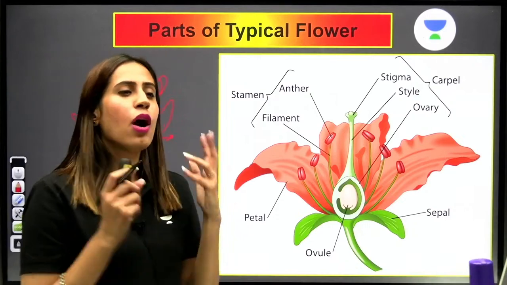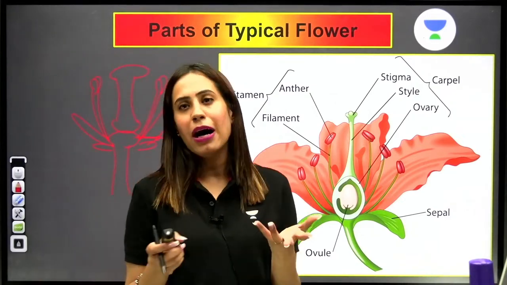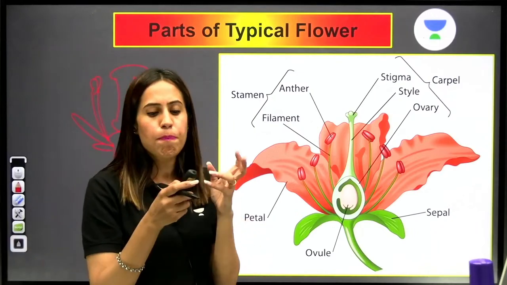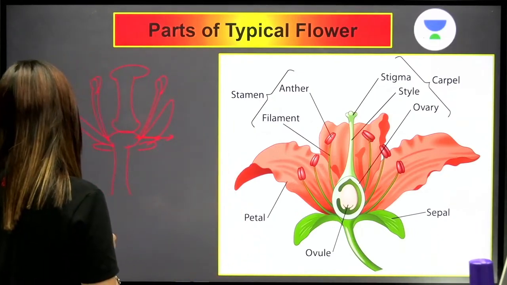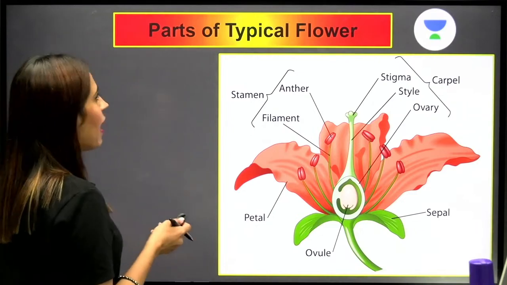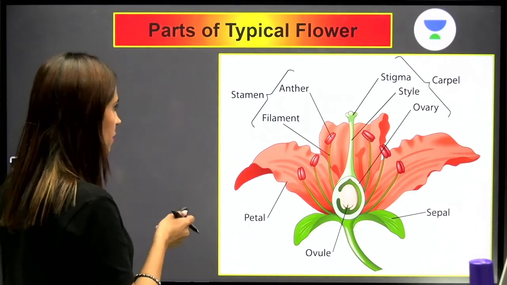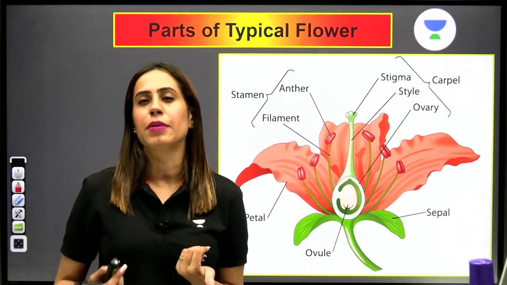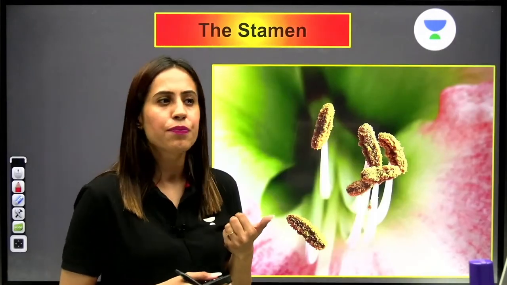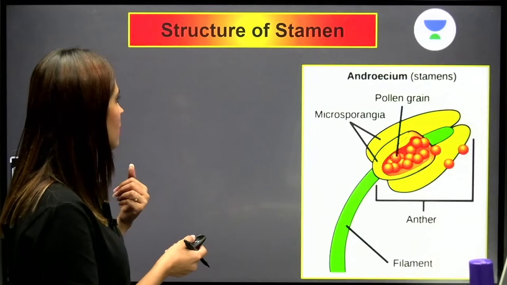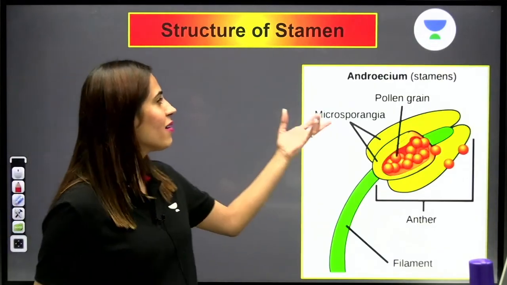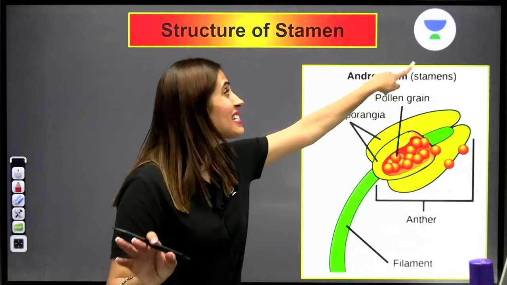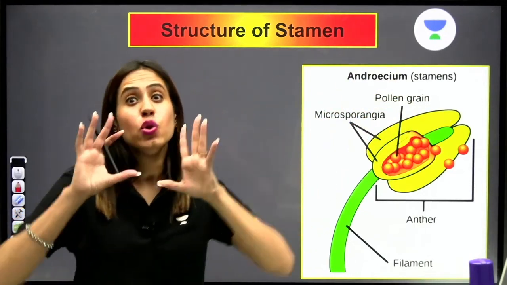All right. Now, if you talk about a typical stamen, what parts do you expect from the stamen? Tell me, what is there in the stamen? Can you tell me, anyone? Yes, androecium is the whorl and stamen is the unit.